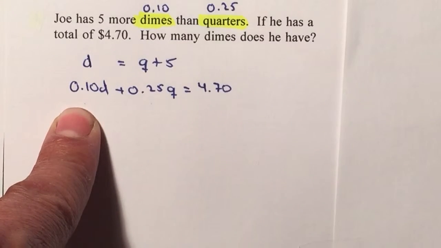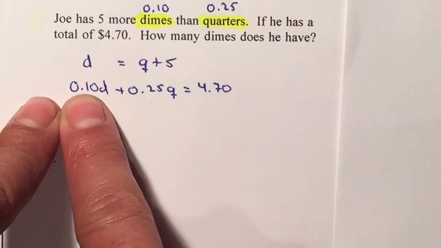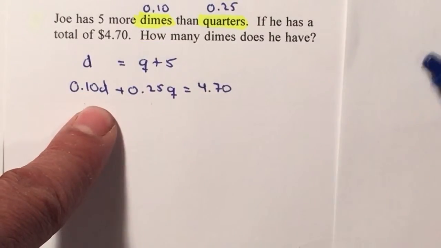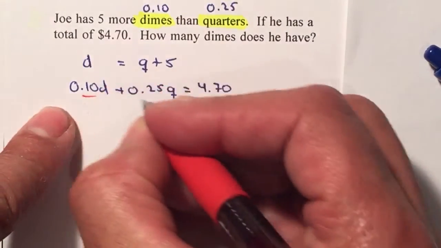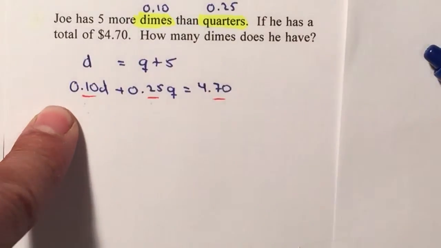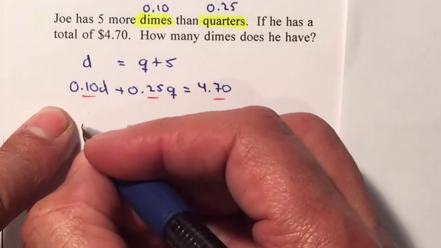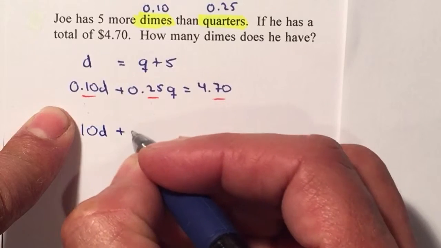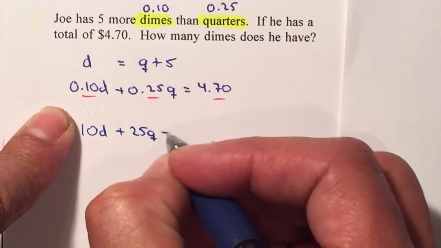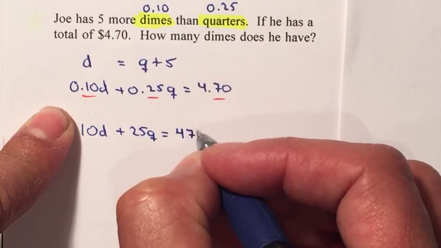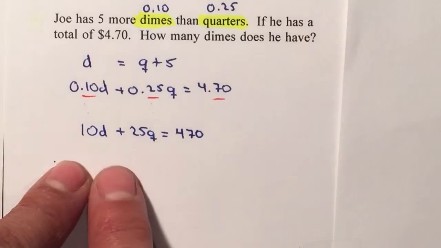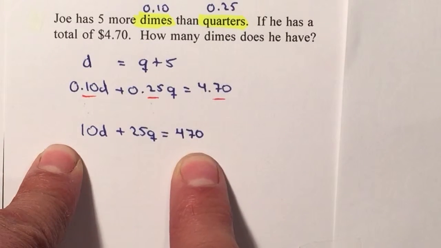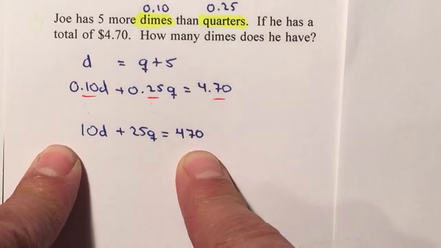Now, instead of working with decimals, since everything has 2 decimal places, I'm going to multiply by 100, and I end up with 10D plus 25Q is equal to 470. Some of you guys will start rewriting it just the first time as this, which is fine.